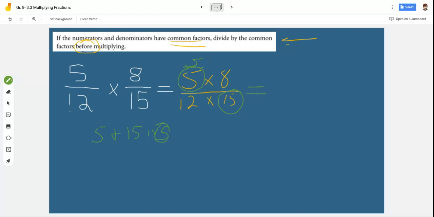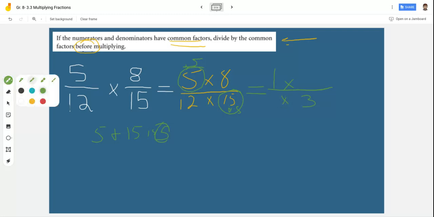I'm just going to throw an equal sign over here, and I'm going to rewrite this. I'm going to have 1. And then I can divide this 15 by 5, and I'm going to have 3. I'm going to keep the multiplication symbols just like that.